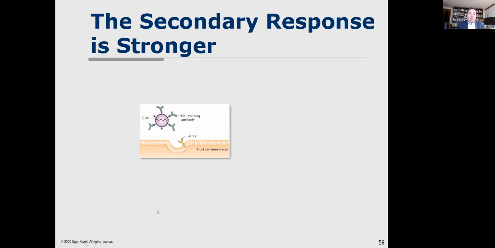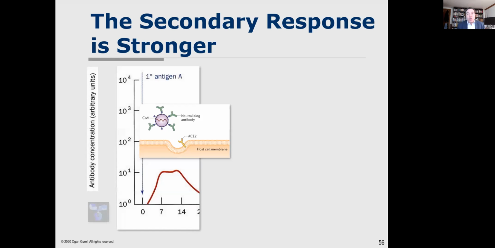So the adaptive concept is that the immune system gets better at that particular pathogen, and we call that better response the secondary response, and that's a stronger response. So this is the antibody in response to the SARS-CoV-2 virus, and it basically blocks that spike protein from binding. And this is the initial response to that antigen. Antigen is what's on the virus, and the antibody is what the body produces. So the initial response is like this, somewhat small.